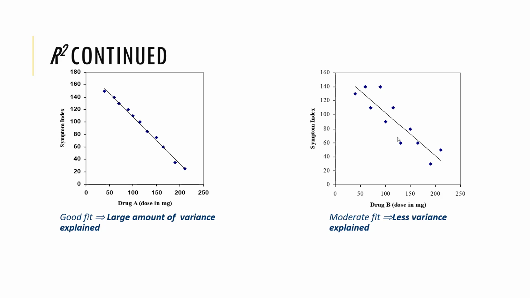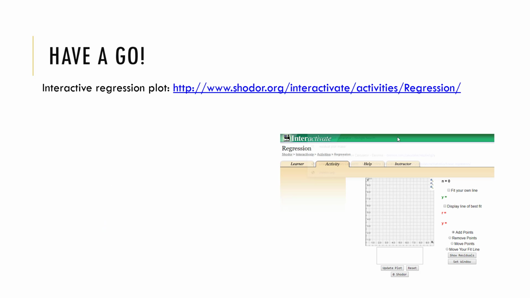But what the R squared value can do is give us an idea of what's a good fit and what's a moderate fit. So we'd expect to see a much higher R squared value on the left-hand side graph than on the right-hand side, but actually the right-hand side is still pretty good. Now I want to give you an idea of what that looks like. I found a really interesting website that has an interactive regression plot. So I'm just going to open this up.